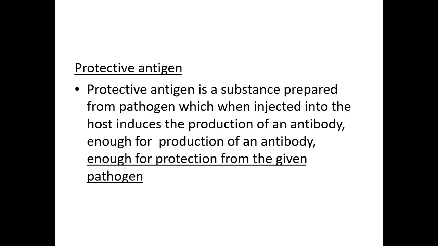So when scientists create a new vaccine, they need to find the protective antigen in the pathogen and then put it into the vaccine. So any vaccine must contain the protective antigen, because protection in the human body will occur only against the protective antigen.